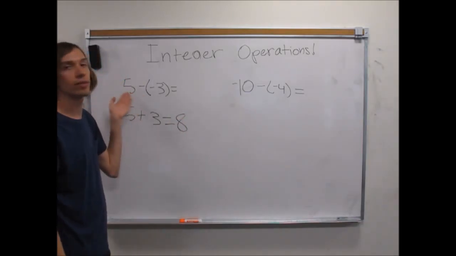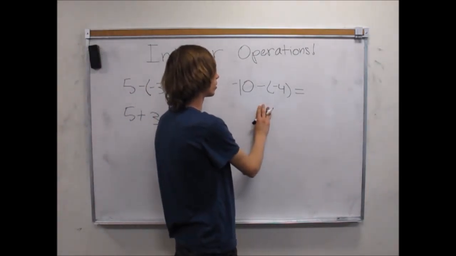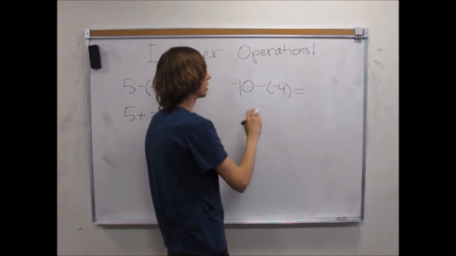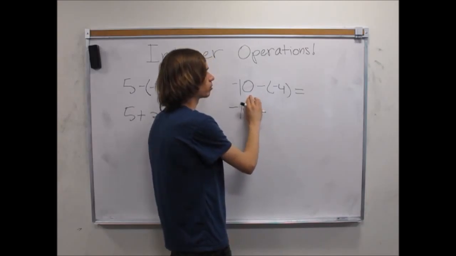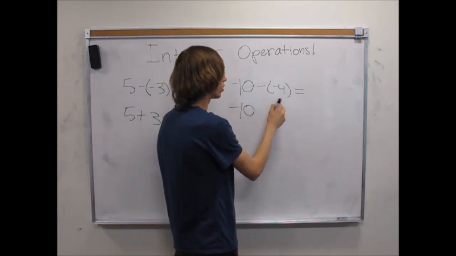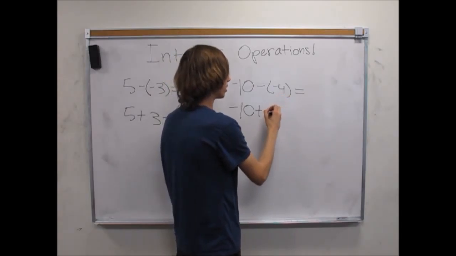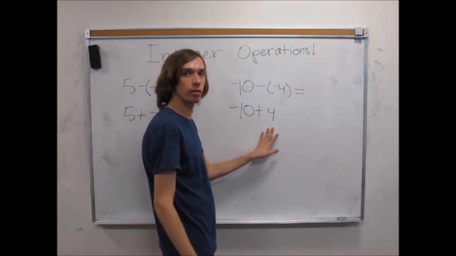So that one looked a little confusing. It's a little easier than it looked, right? Okay, so over here, we have negative 10 minus a negative 4. A lot of negatives. So let's just do the same thing we did over there. Instead of doing negative 10 and subtracting negative 4, remember, instead of subtracting, we can add the opposite integer. And the opposite of negative 4 is a positive 4. So we've got negative 10 plus 4.